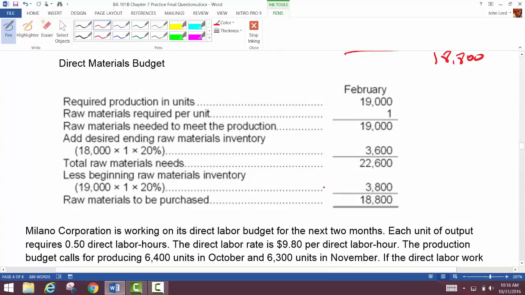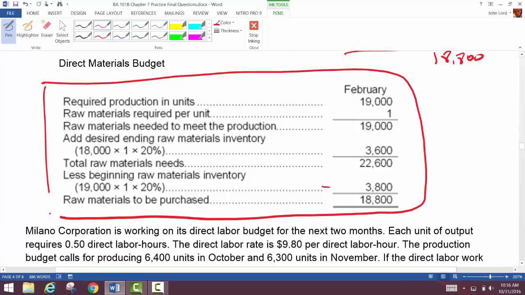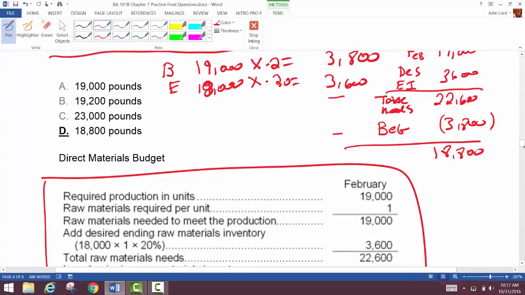And that's the way they did it down here. I like to set them up like this. Sometimes I disagree with the book setup of these. For this one, I like their setup because it's logical to me to think of it that way.